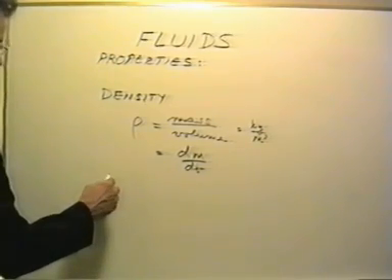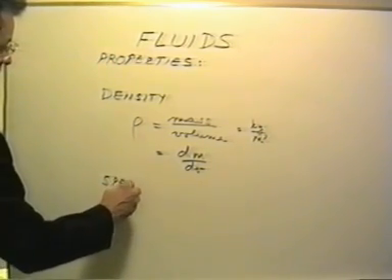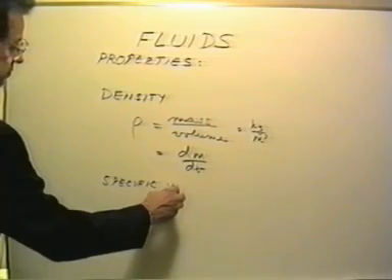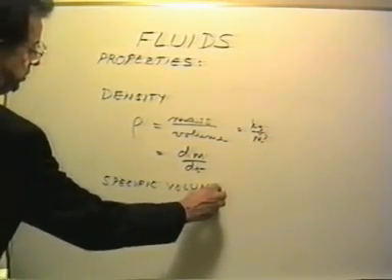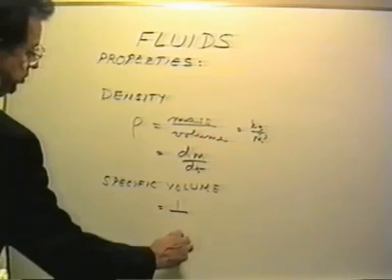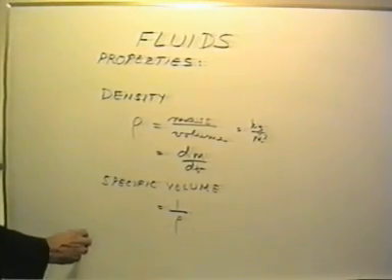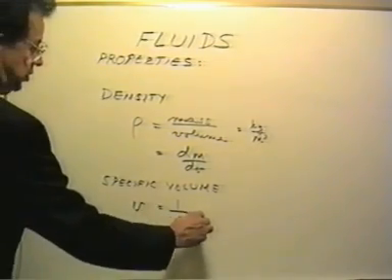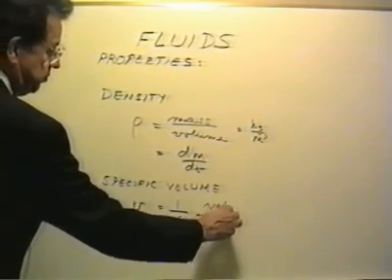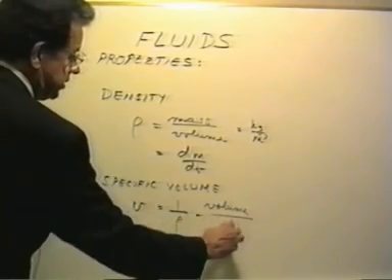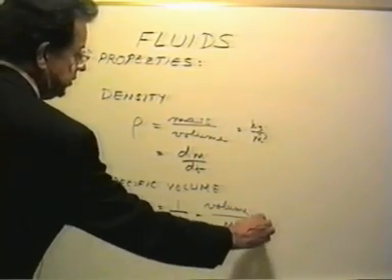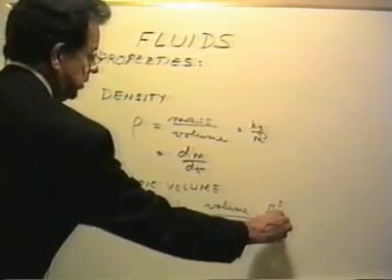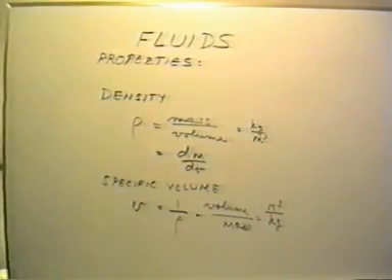The next quantity would be specific volume. And specific volume, in simplest terms, is merely 1 over rho, 1 over the density. We sometimes use the symbol v to indicate specific volume, and so the units in this would be volume per unit mass. And this, of course, would be meters cubed per kilogram. So specific volume is the volume that's occupied by a unit mass of a fluid.